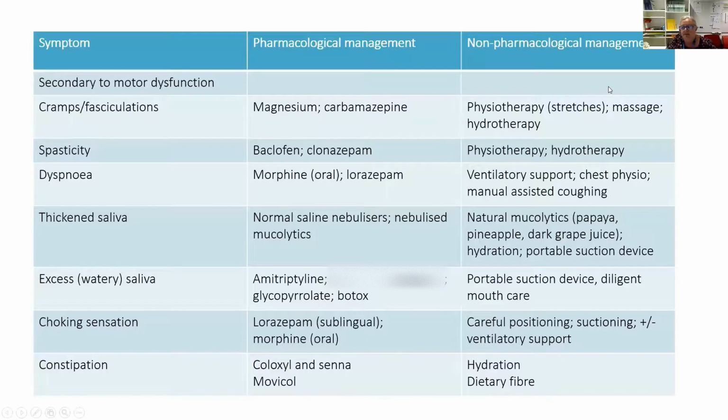So this is basically just a bit of an overview of all the things that I did discuss with you to try and relieve some of these symptoms.